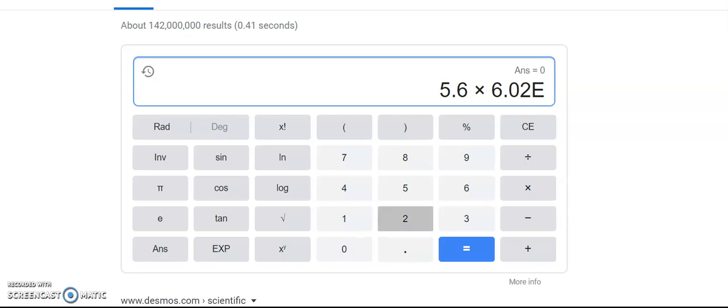I'm just going to put in the power at the end of the scientific notation, the 23. And then I am going to divide by the 1 and hit equals. And the number that comes out is a little bit strange, but this E plus 24 just means times 10 to the 24th.